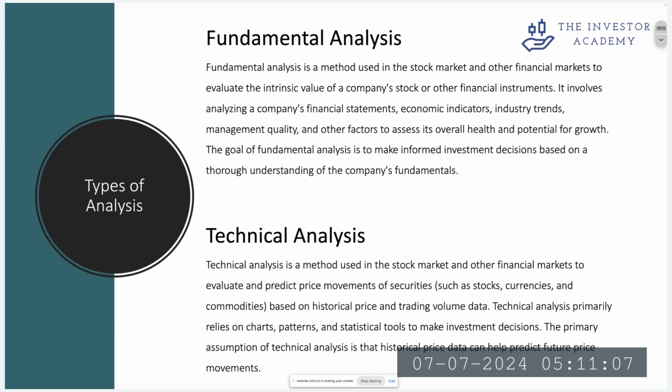So fundamental analysis does not involve looking at the price movements, what has been the historical price for any asset, but instead looking at a whole view of the company's performance and deciding whether to invest in it or not. So it involves analyzing companies' financial statements, economic indicators, industry trends, the management quality, and various factors that assess the health and the potential for growth of that company.